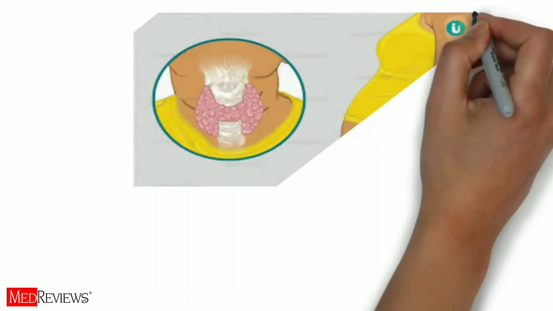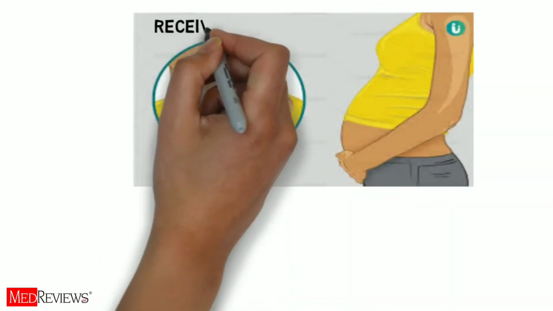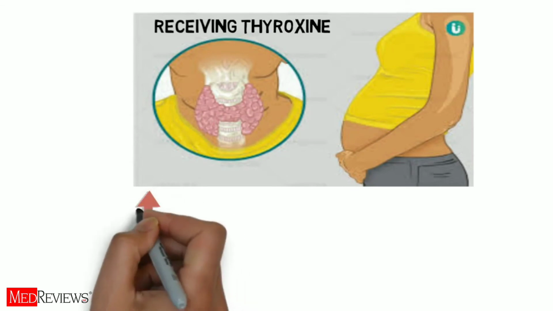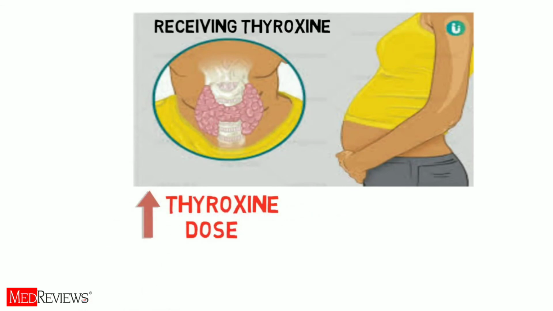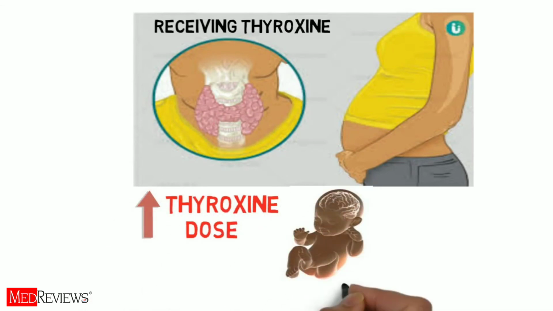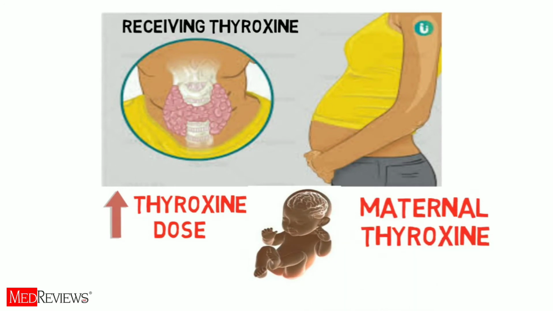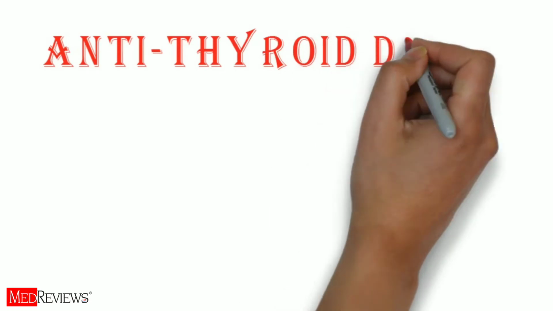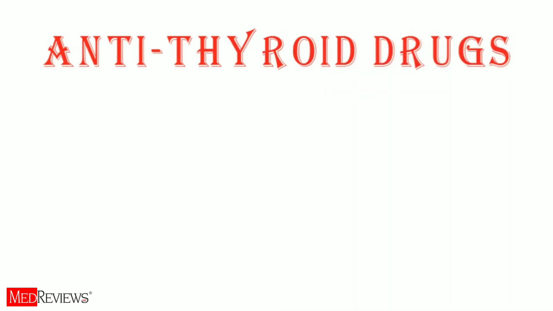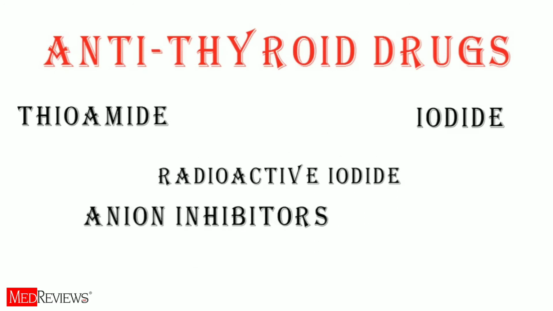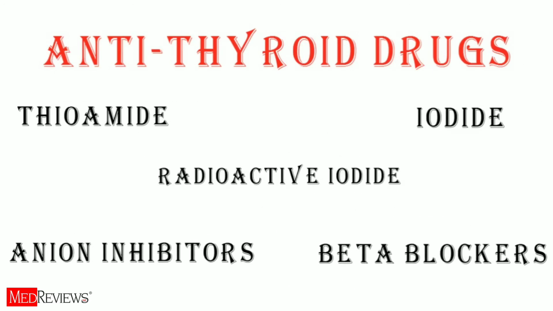Third case, in a pregnant hypothyroid patient receiving thyroxine, an increase in thyroxine dose is required because early development of the fetal brain depends on maternal thyroxine. The second part of this video is about anti-thyroid drugs used for hyperthyroidism. Anti-thyroid drugs are thioamides, iodide, radioactive iodine, anion inhibitors, and beta blockers.